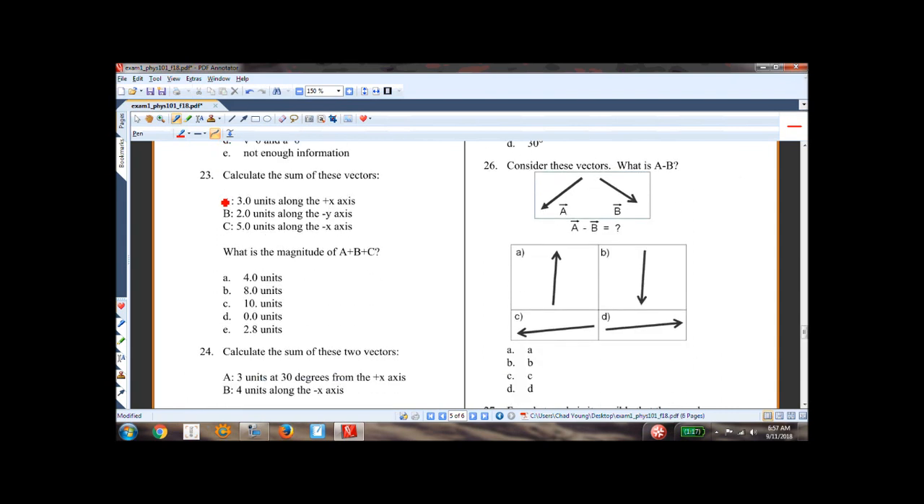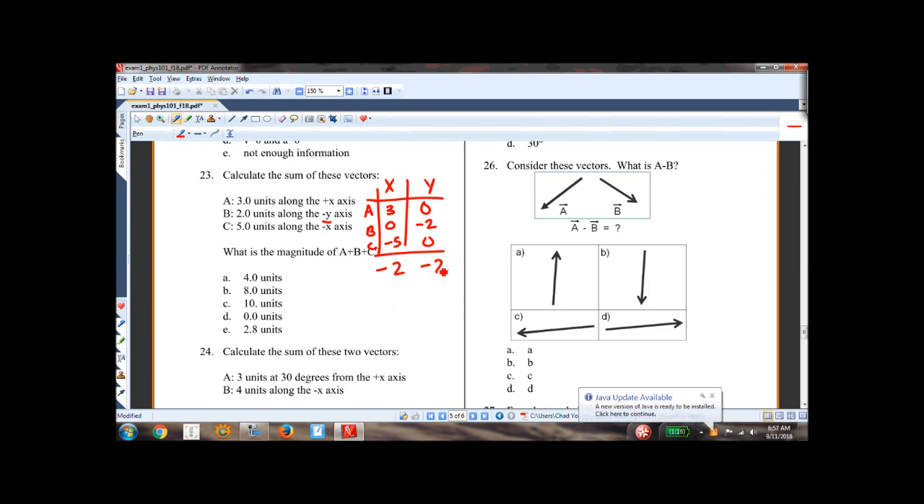Okay, so let's do it like this. I have my x components and my y components of A, B, and C. I'll do a little table. My x component of A is 3, y component is 0. The x component of B is 0, the y component is negative 2, notice on the negative y-axis, and C is negative 5 and 0. And then I do the sum of all these, so my sum of that is negative 2, the sum of this is negative 2, and I want to know the magnitude of that.